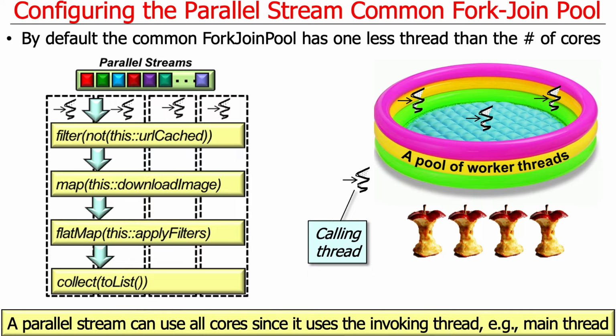The reason that it's always one less than the total number of cores is because the calling thread, whoever's calling the stream to do the terminal operation like collect or toList, will pitch in and work with all the other threads that are part of the common fork join pool. So even though there's 3 in the common fork join pool, the calling thread is always included and it pitches in and runs. Therefore, by default, we can have the total number of cores be used to run a parallel stream, unless you do something to the contrary.